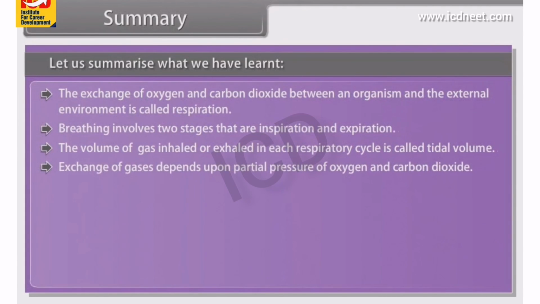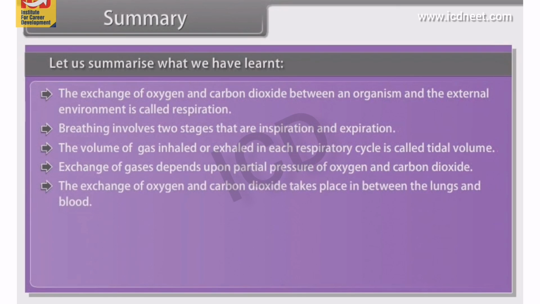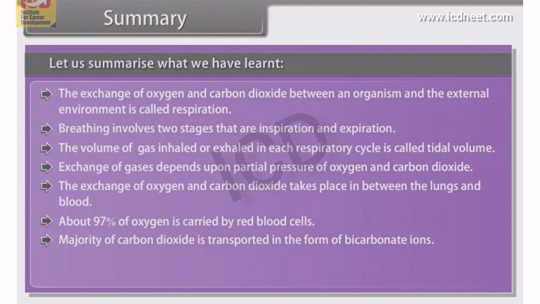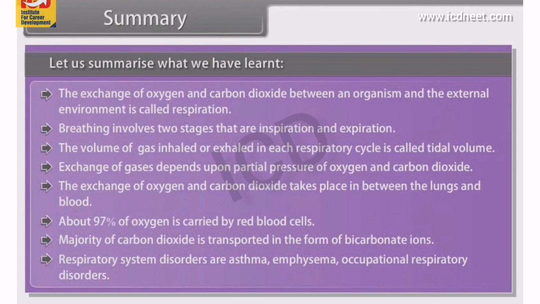Exchange of gases depends upon partial pressure of oxygen and carbon dioxide. The exchange of oxygen and carbon dioxide takes place in between the lungs and blood. About 97% of oxygen is carried by red blood cells. Majority of carbon dioxide is transported in the form of bicarbonate ions. Respiratory system disorders are asthma, emphysema, occupational respiratory disorders.